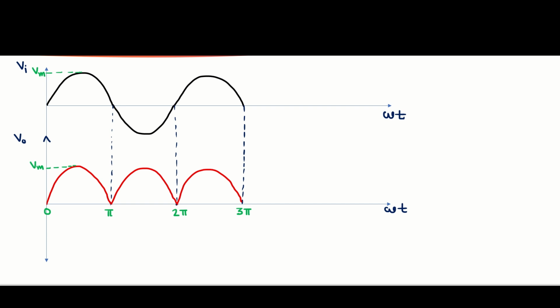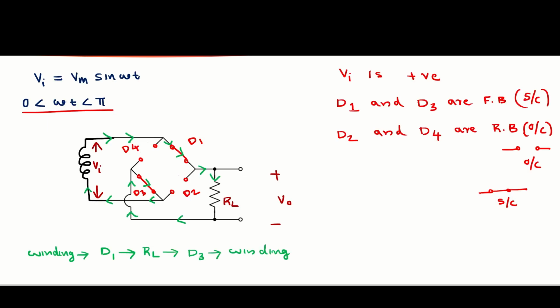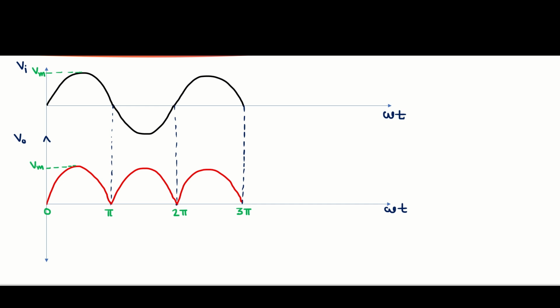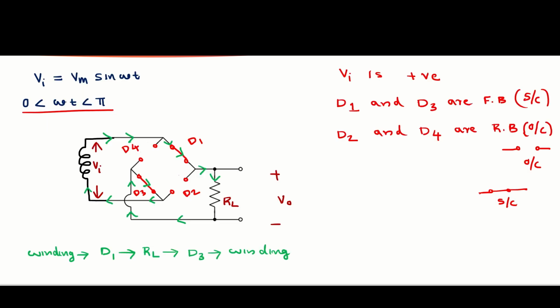The reason for this is that the current through the secondary winding is bidirectional or AC, because the current flows in both upward and downward directions. But the current through the load resistor RL is unidirectional or pulsating DC, because it flows always in the downward direction, or in one direction.